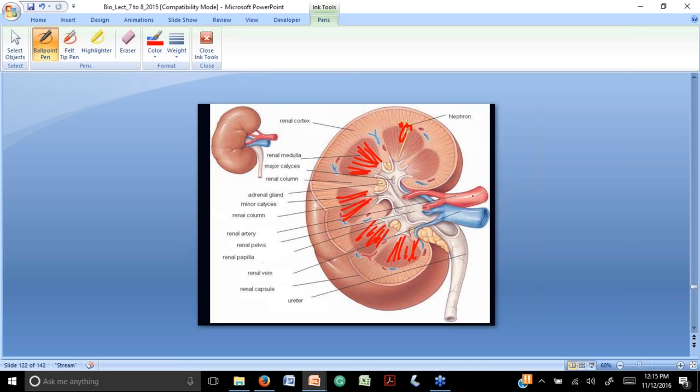So here we have the artery, the renal artery, which is going to divide into many branches. These branches bring the blood towards the cortex. Cortex, cortex, and medulla. In the cortex, one of the small vessels is going to reach the nephron.